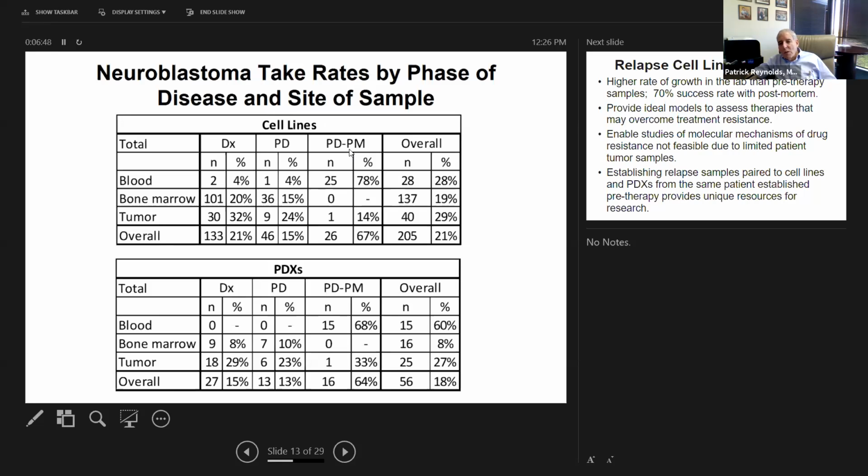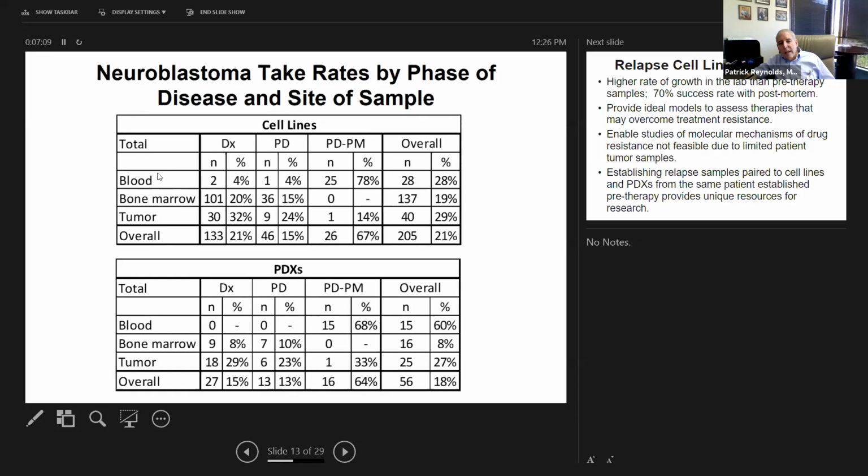We do this not just for neuroblastomas, we've done it for rhabdos, Ewing's, various other types of tumors that are circulating. And look at this, you can get 78% of these to grow out of the blood when they're post-mortem. So a huge difference between diagnosis and of course, very late disease. And you see this across the board here.